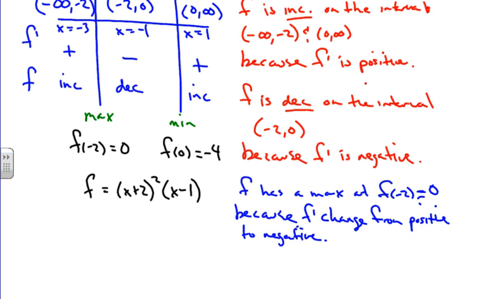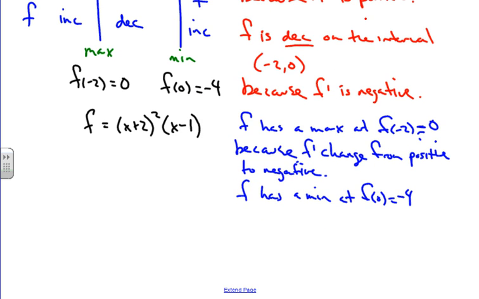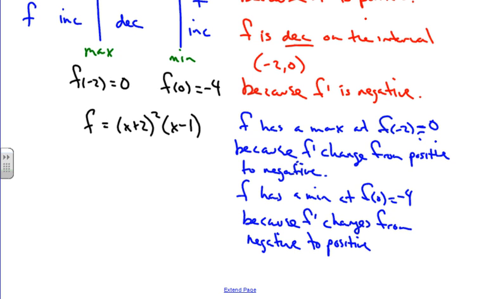Also, we find that f has a minimum at f of 0 equaling -4. There's our minimum. This minimum occurs because f prime changes from negative to positive. And we have both of our justifications, one for the min, one for the max. And now that is how we justify our answer.